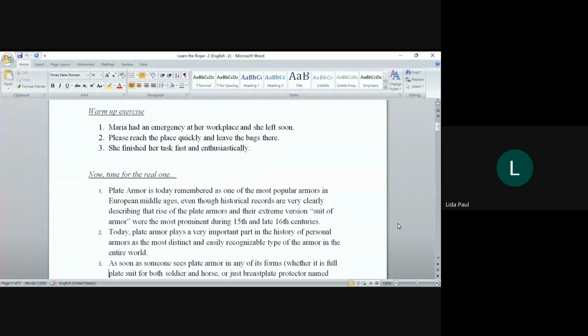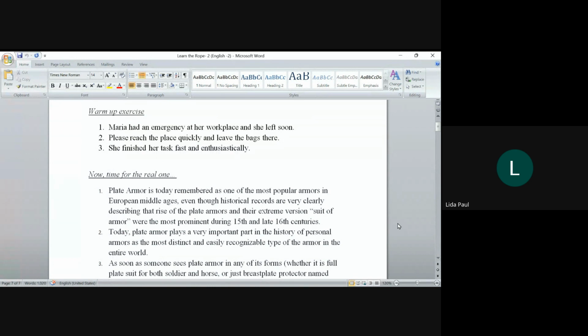The second one: please reach the place quickly and leave the bags there. Quickly. Okay, quickly. And what sort of an adverb is this, quickly? Please reach the place quickly. This answers the question how. How should the person reach? The person should reach quickly, right? So adverb of manner. Quickly will amount to adverb of manner.